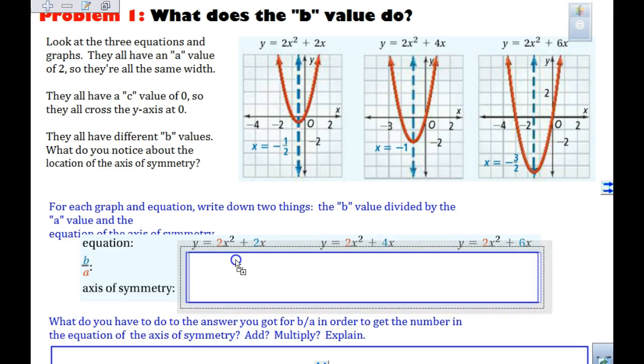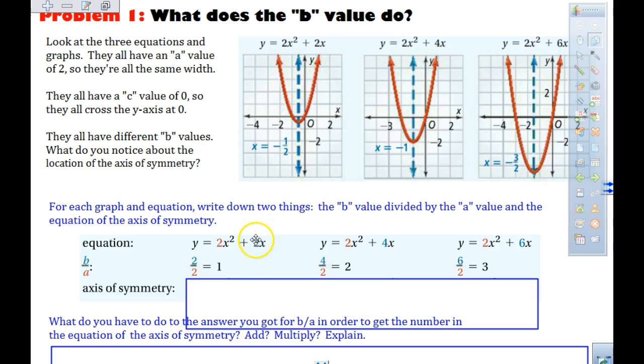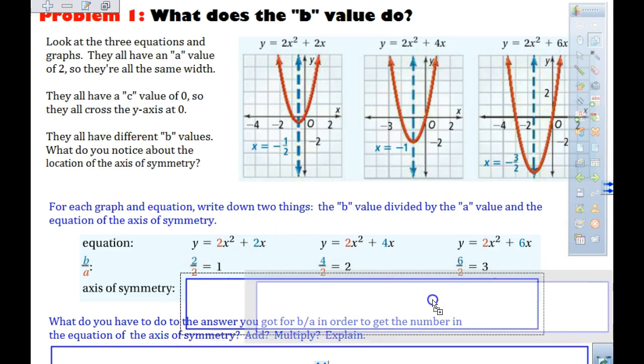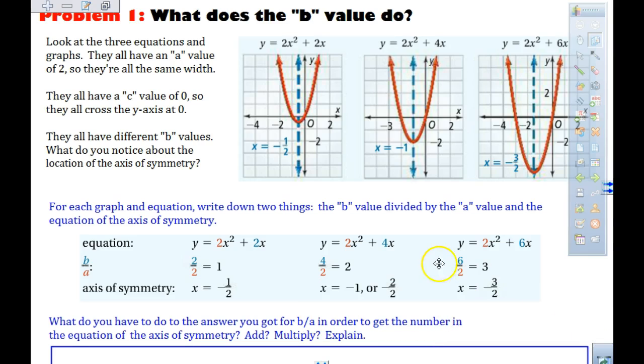Let's see if I need to move. All right, let's see. A divided by B, which is 1. We look here, 4 divided by 2 gives us 2. 6 divided by 2 gives us 3. Well, where was our first axis of symmetry? It was at -1/2, right? So axis of symmetry, x is equal to -1/2. And the second one, it was x equals -1. And the last one, -3/2.